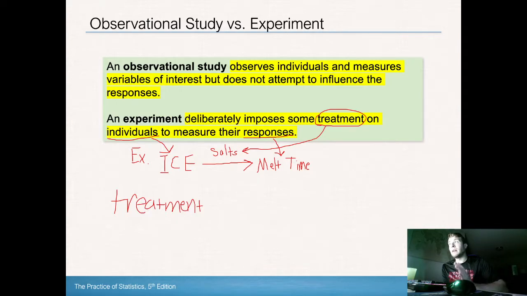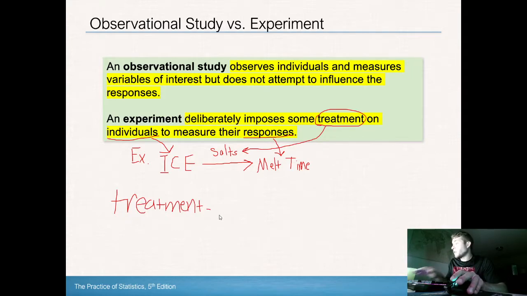Okay. But that treatment, or that idea of a treatment, is the complete difference between the observational study and the experiment. So an observational study observes individuals and measures variables of interest, but does not attempt to influence the responses. So very different. Okay, very different.